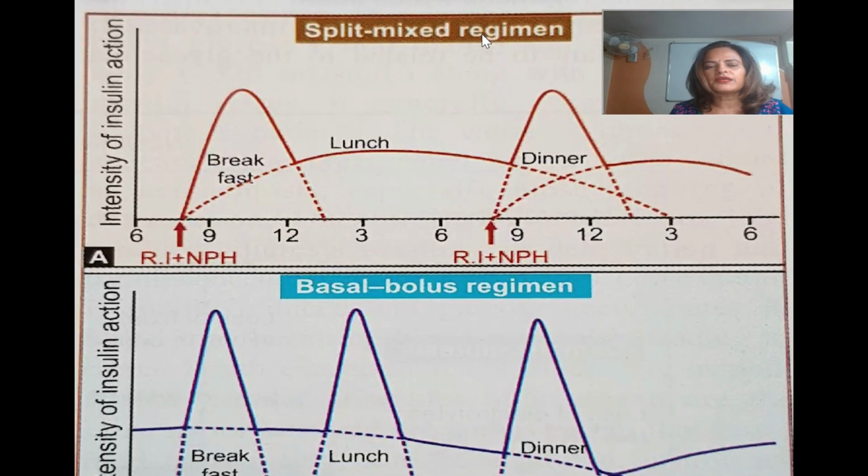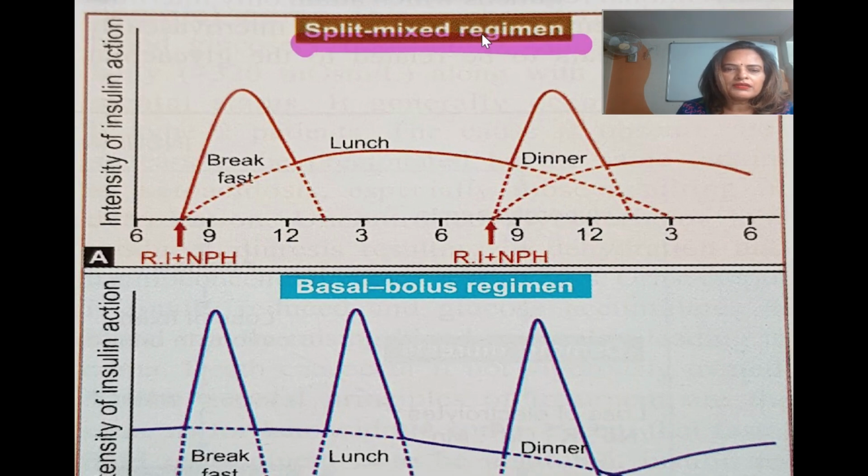You can see in the next figure. This again I have taken from KD Tripathi. So here you can see the split mix regimen, and here we have given the two doses. One is before breakfast and one before dinner, 8 o'clock in the morning and 8 o'clock in the evening. And which insulin have we given? It is a mixture of regular insulin. RI stands for regular insulin, and NPH, that is neutral protamine Hagedorn.